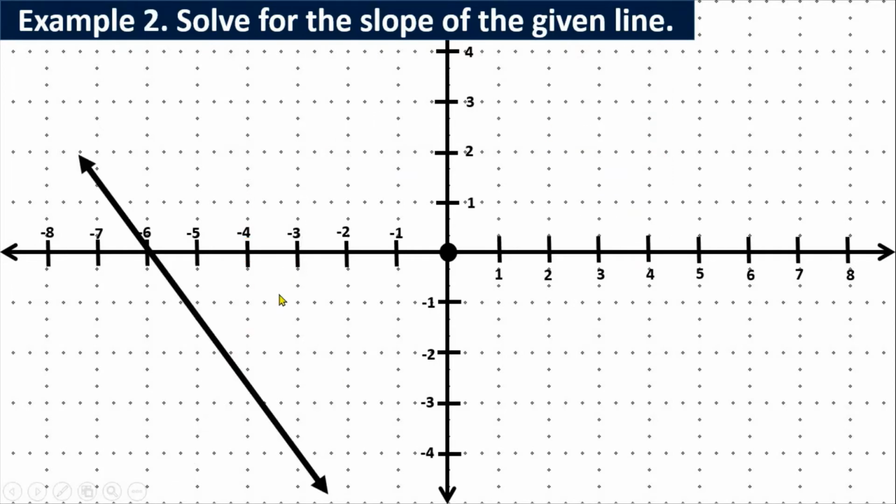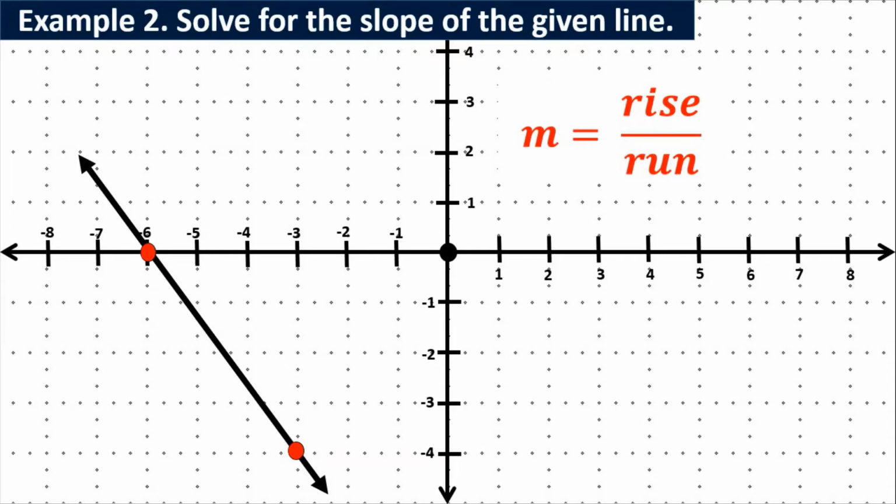Next, solve for the slope of this line. Again, we take 2 points from the line, and then we will apply the formula rise over run. From the point below, let's move upward. Let us count the number of units that we need to make it up to this point. 1, 2, 3, and 4. So the rise is 4.